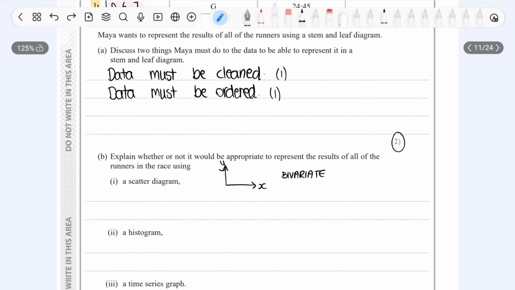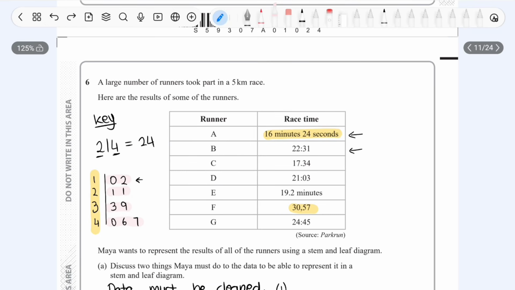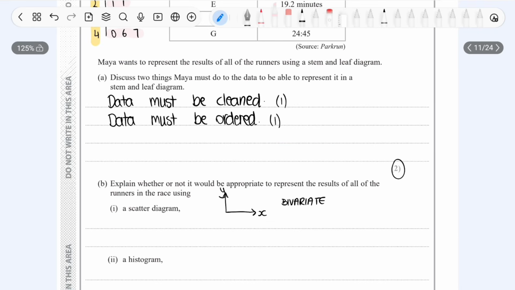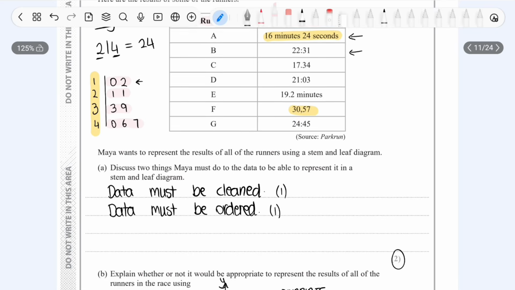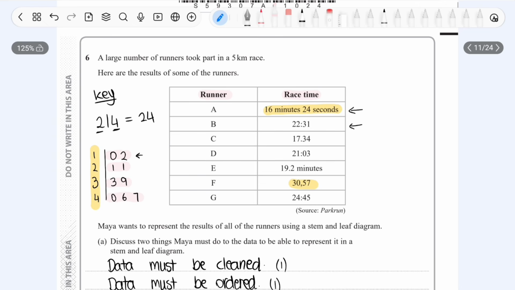Now let's go back to our table and inspect. Do we have bivariate data? It seems on the surface level we do. We have a runner and we have the race times. 2 variables, so far so good. It has our x and our y variables, which fits the need for bivariate data.